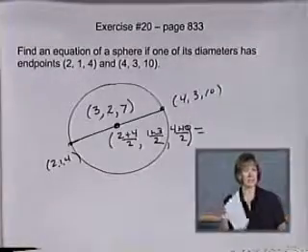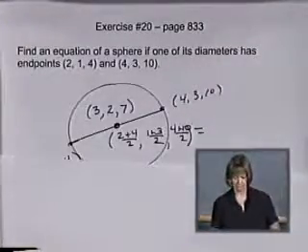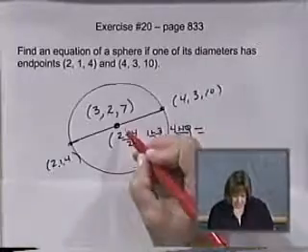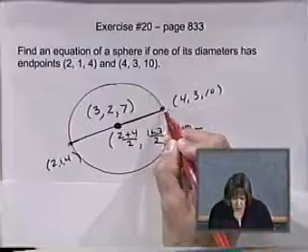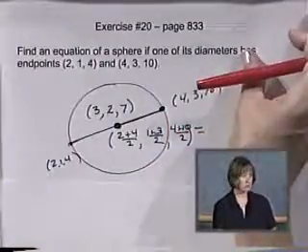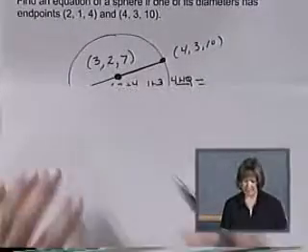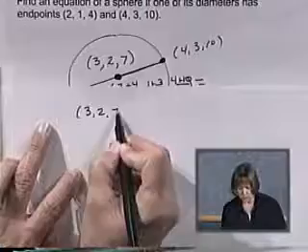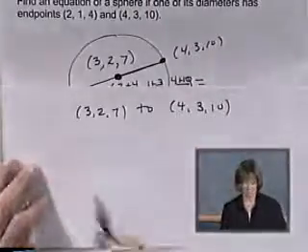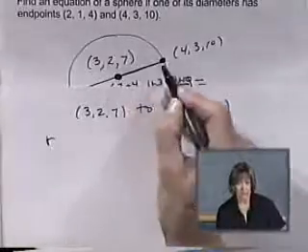How am I going to get the radius? The radius is the distance from the center to one point. So what can we do? Distance formula, right? I'm going to use the distance formula. So right now I want to find the distance from 3, 2, 7 to 4, 3, 10. That's my distance from the center to one point.